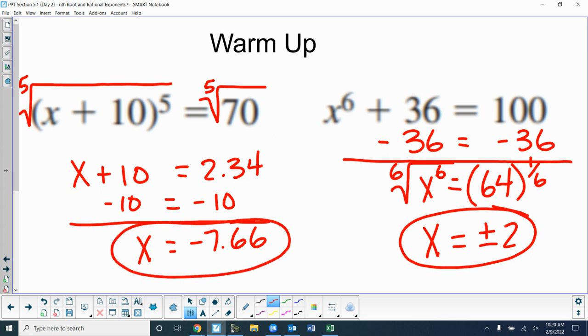Questions? When this exponent's even, then we have a positive and a negative answer. You got to put that plus or minus. When it was odd, like the first one, that 5, we didn't have to do that. Okay? All right, so let's go over your homework.